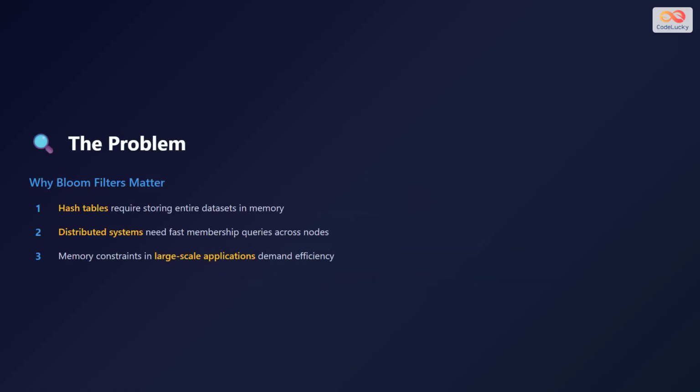Imagine you're building a distributed system with millions of users. You need to quickly check if a user exists in your database. Using traditional hash tables, you'd need to store the entire dataset in memory. For large-scale applications, this becomes incredibly expensive. Bloom filters solve this by providing a memory-efficient alternative that answers membership queries in milliseconds without storing complete data.